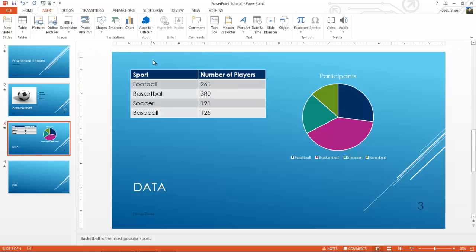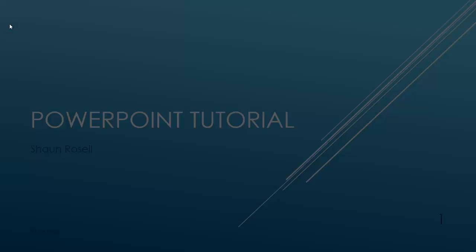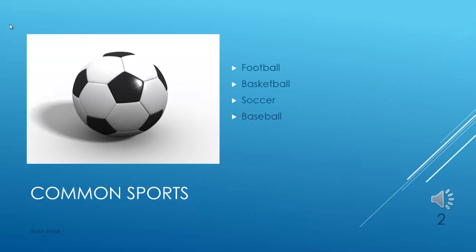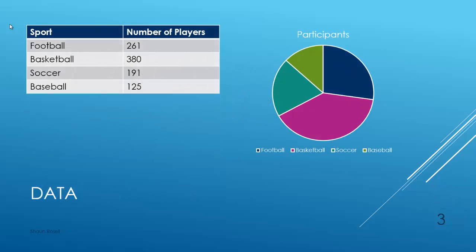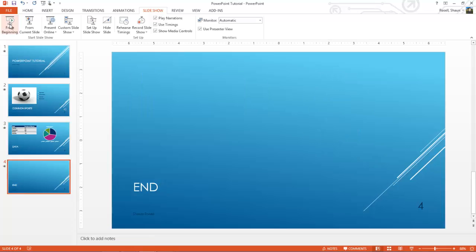Finally, when I go to show my slideshow, I just go to the top of the ribbon and click on slideshow, and I want to view it from the beginning. And to scroll through the slideshow, I can either click or I can use my arrow keys. And that is the end of the slideshow, and that is Microsoft PowerPoint.